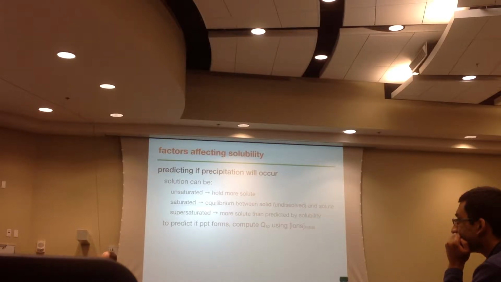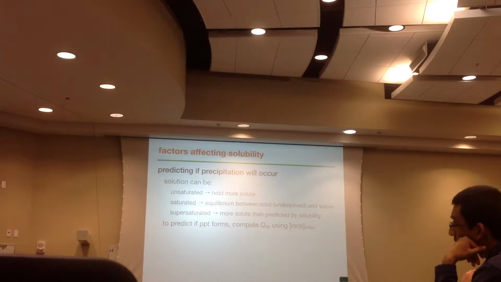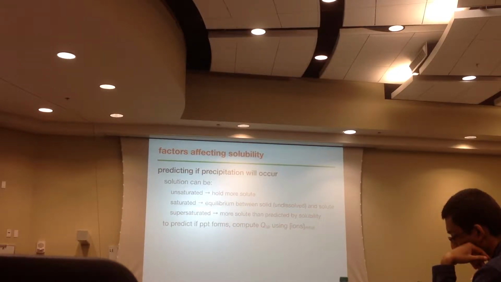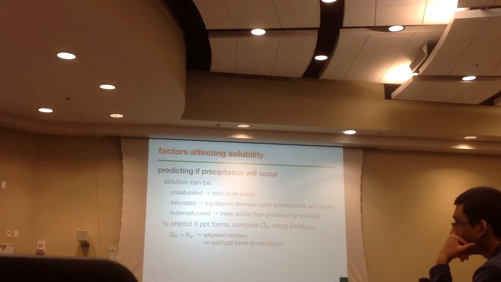So to predict that, like we do with any equilibrium process, we compute Q, the reaction quotient, and we compare it to K. We did this back in chapter 15. You've been tested over this. Yeah, I know that was before the snow days, but still, you know this already. So all we do is compute Q using the initial ion concentration of all the ions.